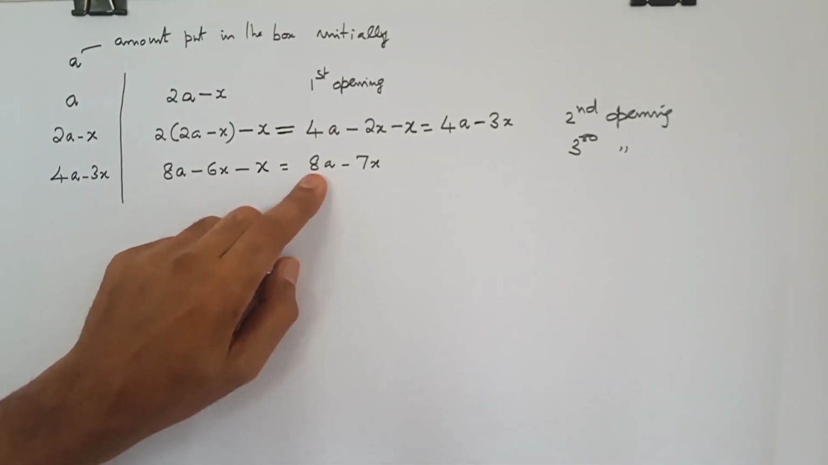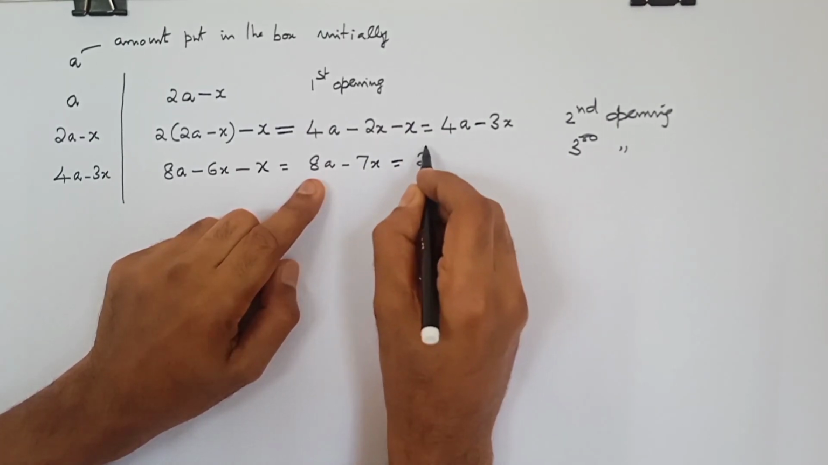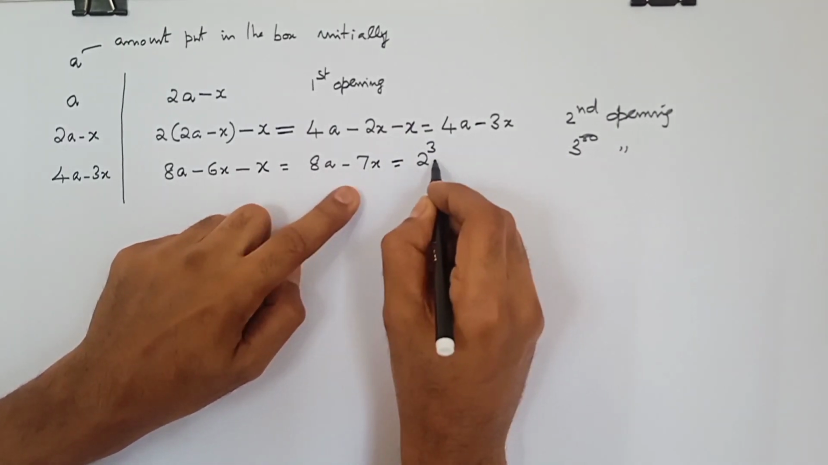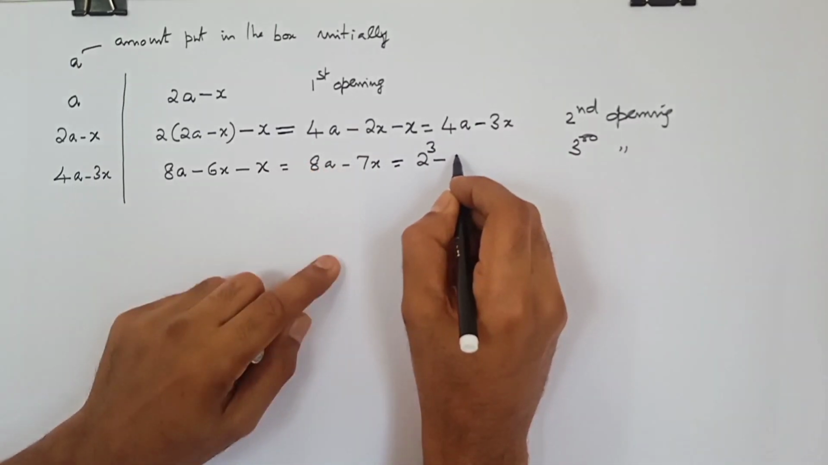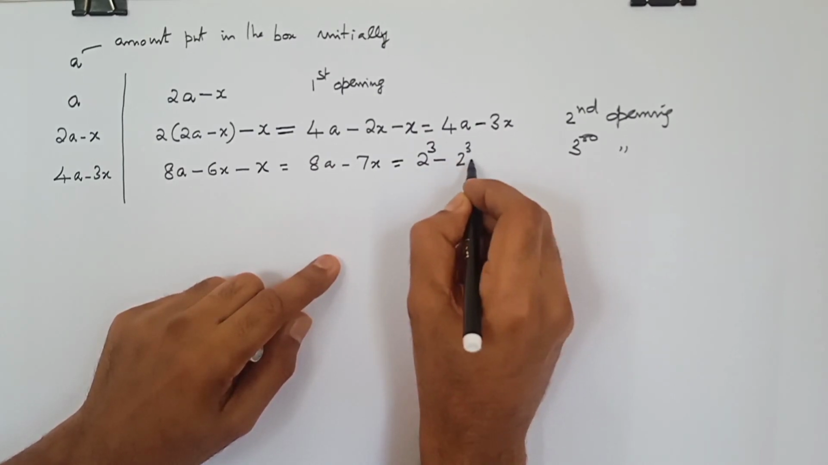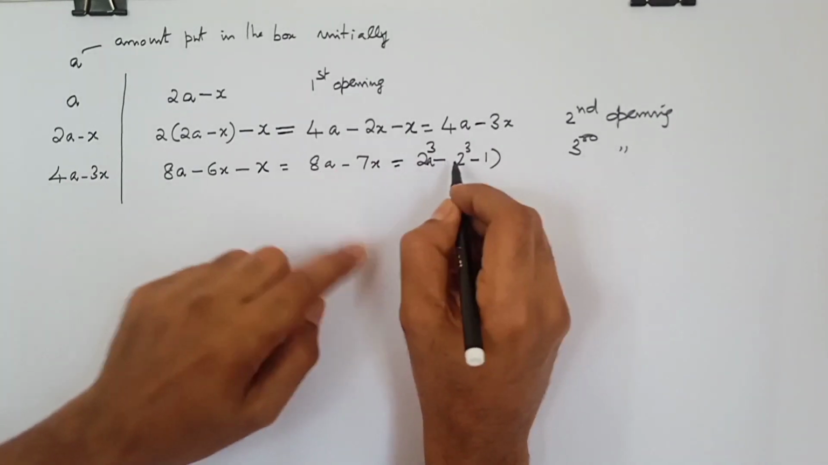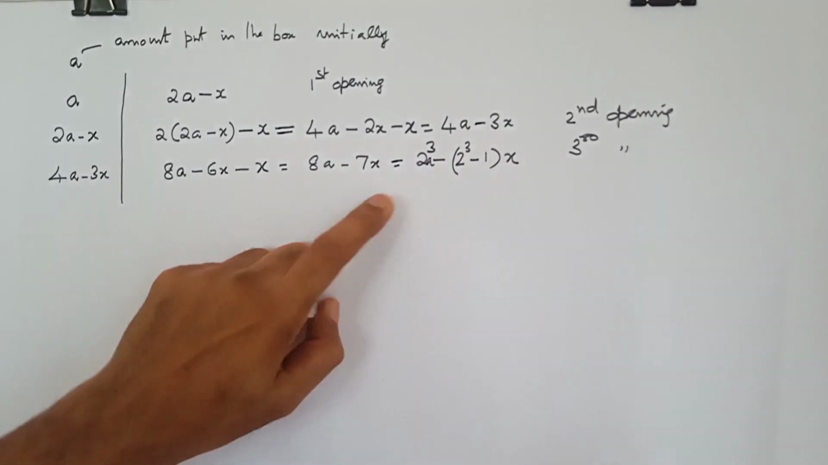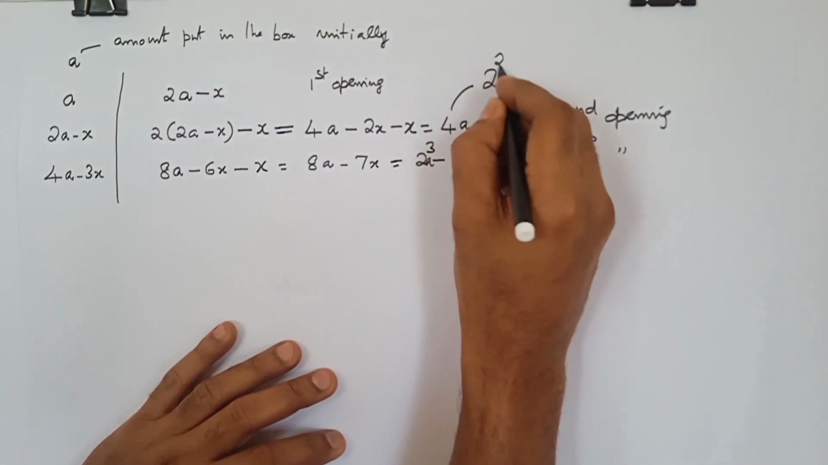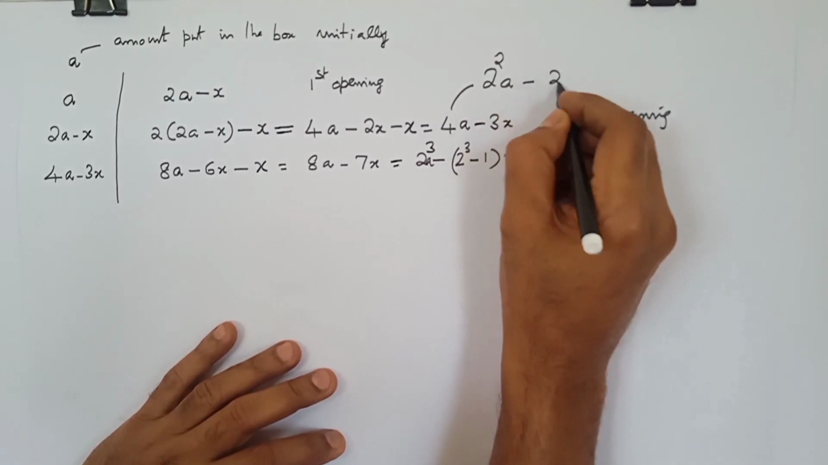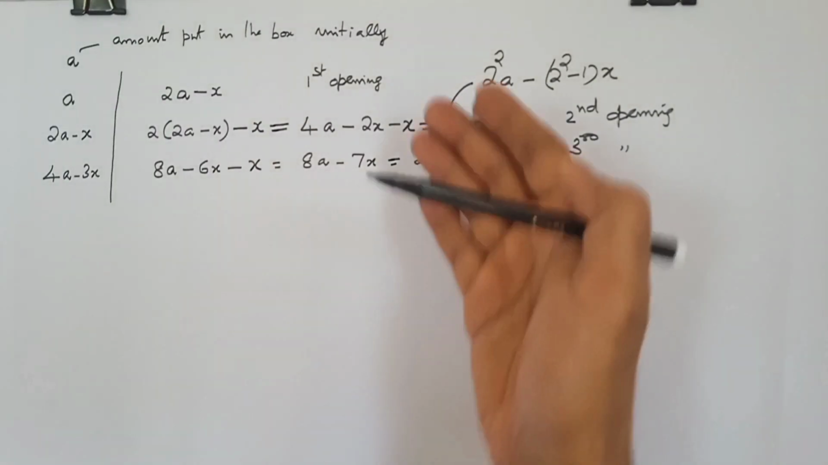Third time, 8. 8 you can write as 2 power 3. And 7 is 1 less than 8. So you write 2 power 3 for 8 minus 1. Sorry, I missed A here. This is X. If you want, this also you can write as 2 power 2 A minus 2 power 2 minus 1 X. So there is a pattern forming.